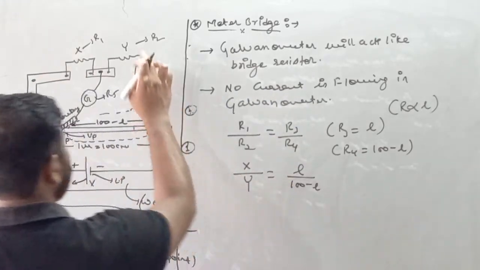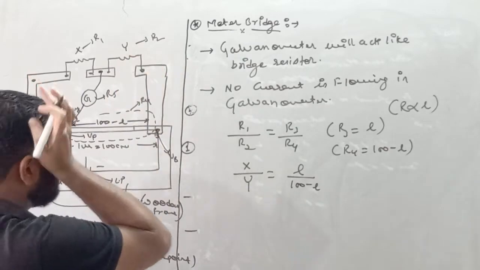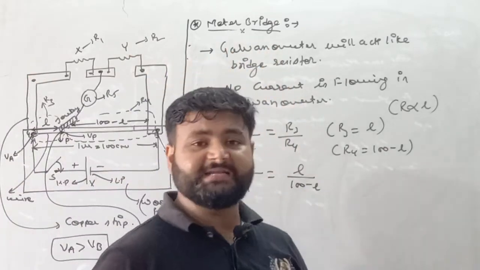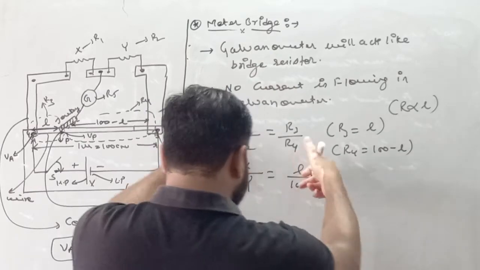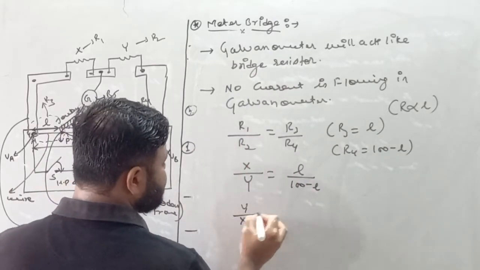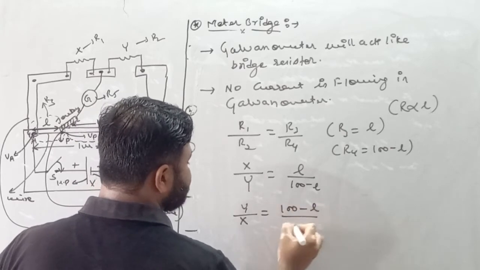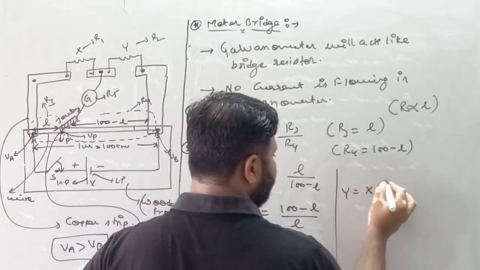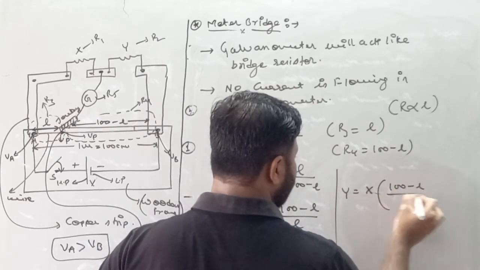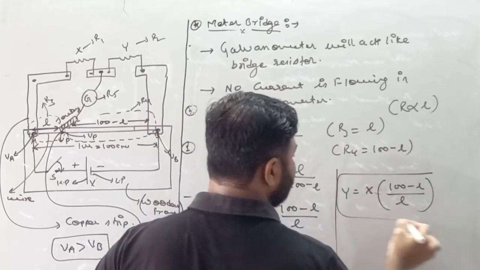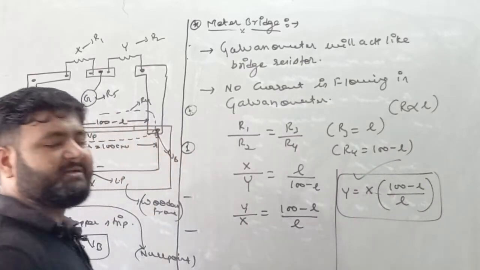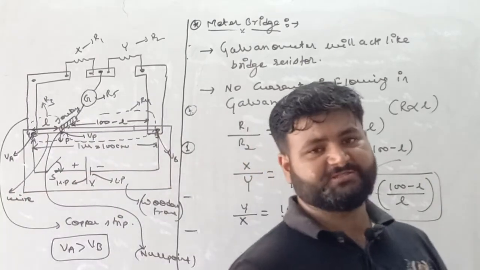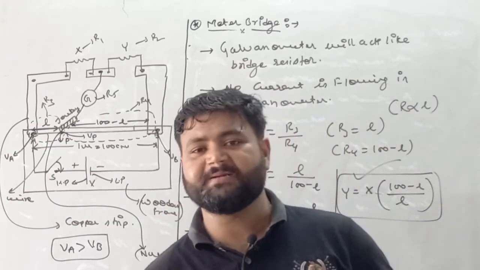So we want to find the value of Y, because Y is the unknown resistor, and with the help of the meter bridge we'll get the value of the unknown resistor. So taking the reciprocal, Y by X is equal to (100 minus L) by L. So Y becomes equal to X into (100 minus L) by L. This is the value of the unknown resistor with the help of the meter bridge. So this is all about the meter bridge.